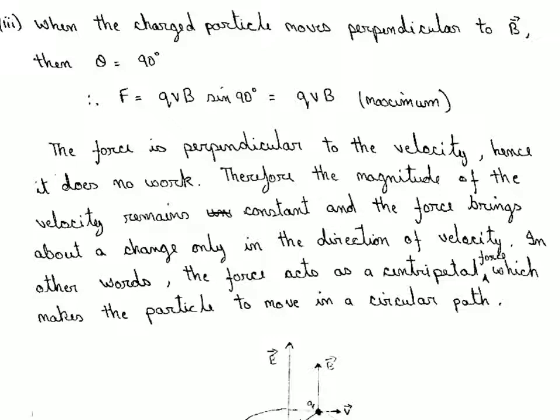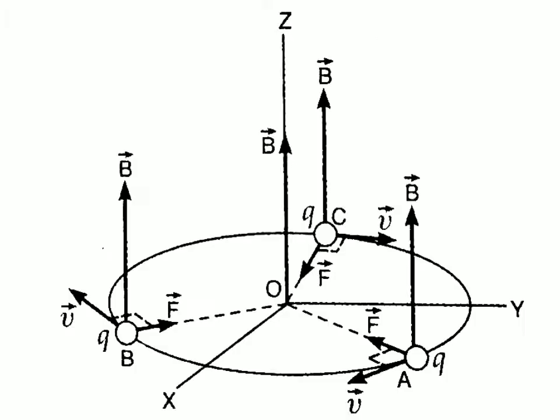Hence we have force equal to QVB, and this force is the maximum force which the charge can experience inside a magnetic field. So when a charge is moving perpendicular to the field, it will experience a maximum force. Now let us see what will be the direction of this force and what will be the path of the charged particle. Since this force is perpendicular to the velocity vector, it does not do any work. Therefore the magnitude of velocity remains constant.